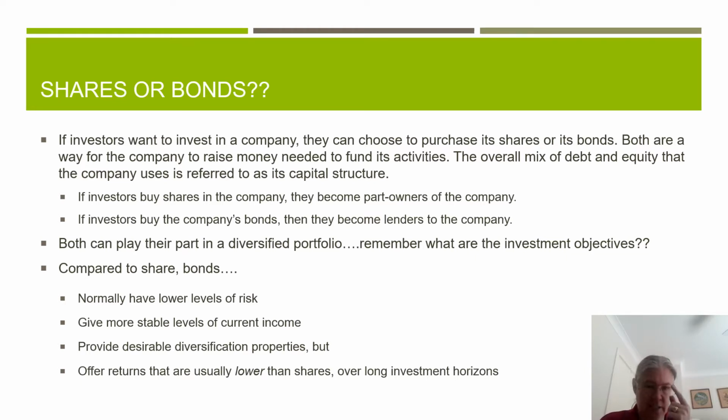So if you want to invest in a company, you could choose to either purchase shares or to invest in their bonds. They're both ways that a company can raise funds for their different activities. They use this mix of debt and equity as part of their capital structure. If you buy shares in a company, then you're a part owner. If you're buying the bonds, then you're lending to the company. So there's two different ways of doing this, and both can be part of the diversified portfolio that you're creating.